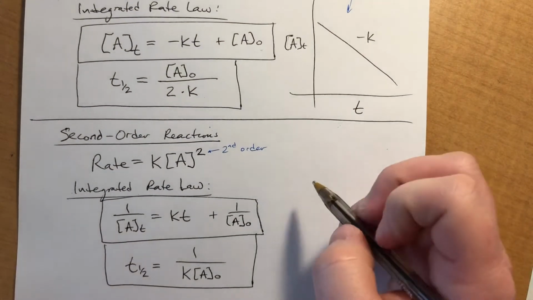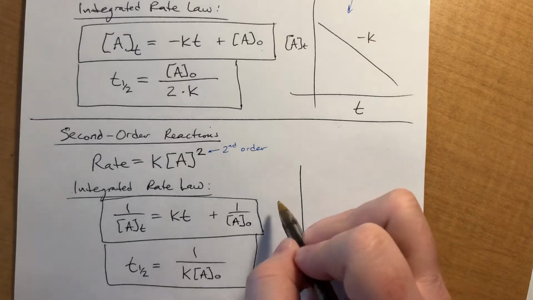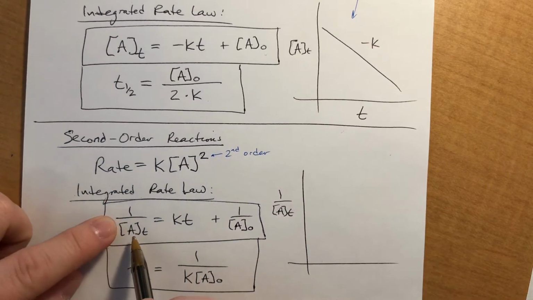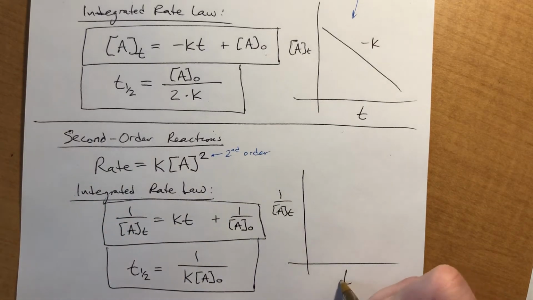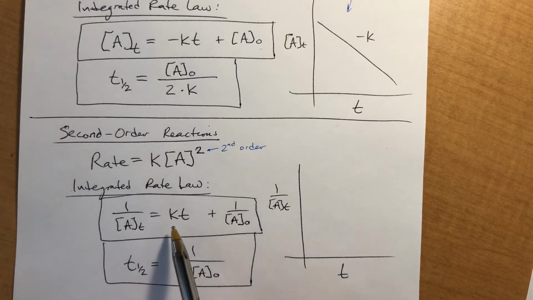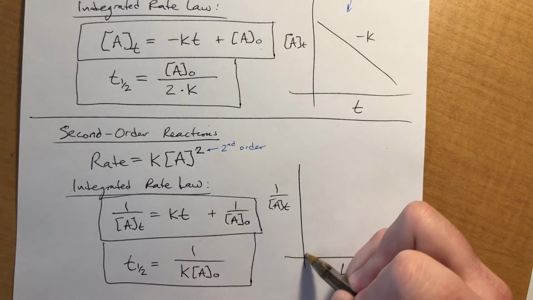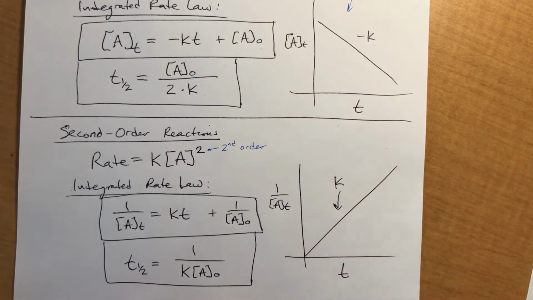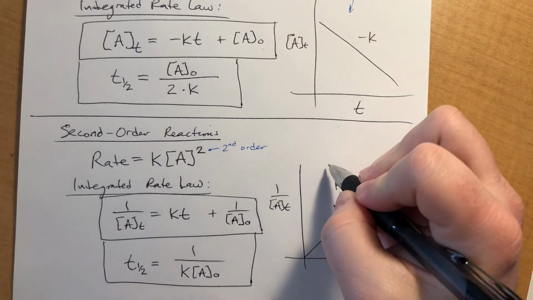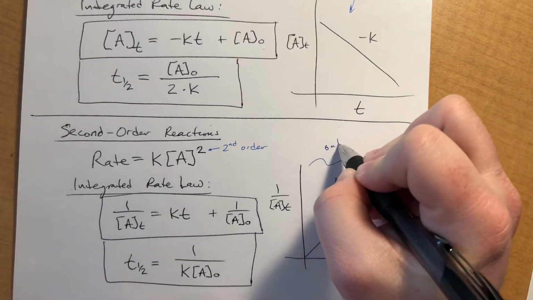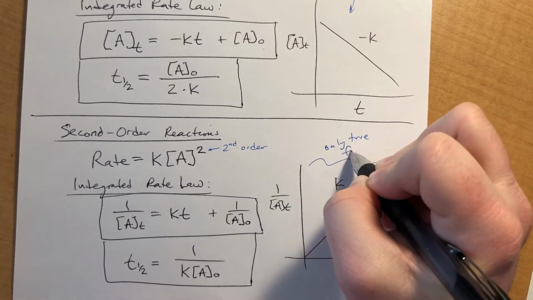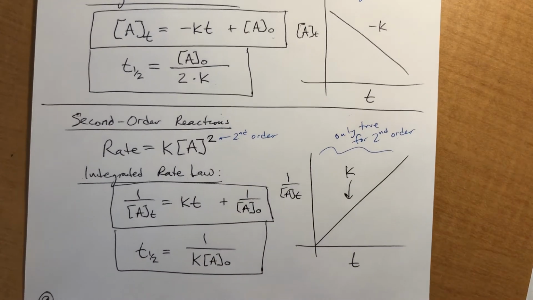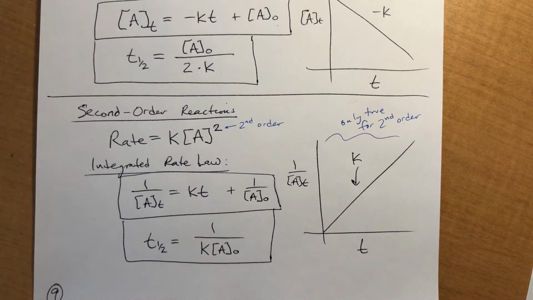Okay. And for this one, if you were going to plot it, it would be 1 over concentration as your y-axis versus time. And for this one, you should get a positive slope because there's no negative sign in there. So you're going to get a slope equal to k. And this is only true for second order. So we did an example of a first order calculation. Let's try one that's second order.